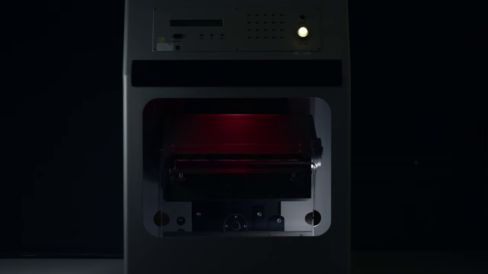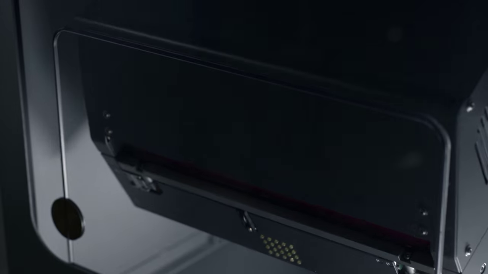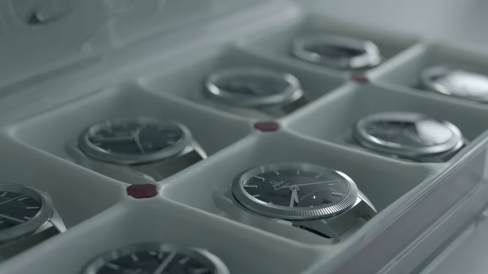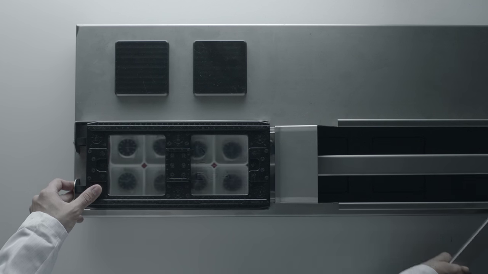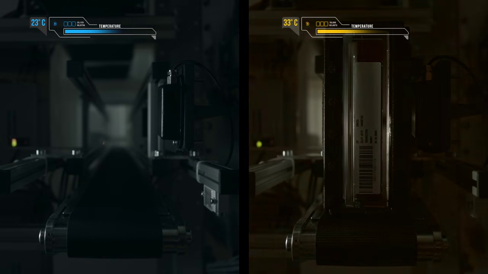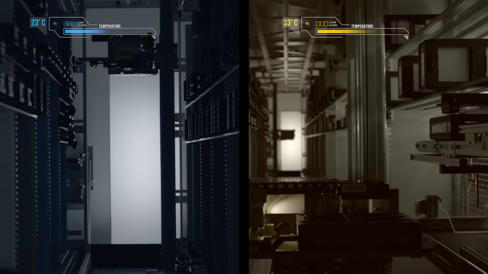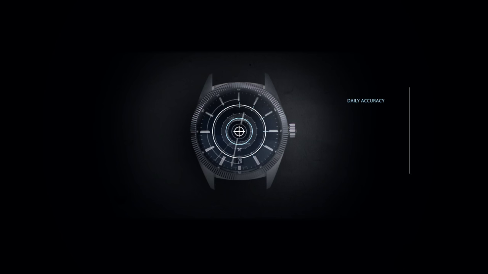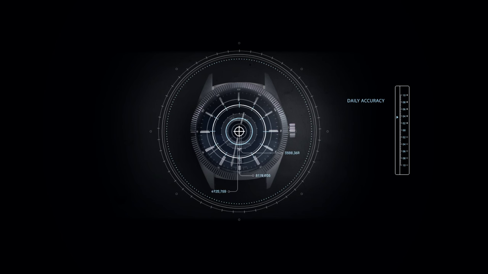To simulate real-life conditions, the watch is then examined in 6 different wearing positions and contrasting power reserves, checking for any deviation. It is also climate-tested at 23 and 33 degrees Celsius, simulating temperatures both on and off the wrist. Photos are taken every 24 hours to check for accuracy.